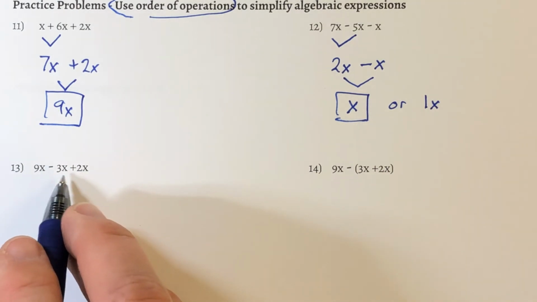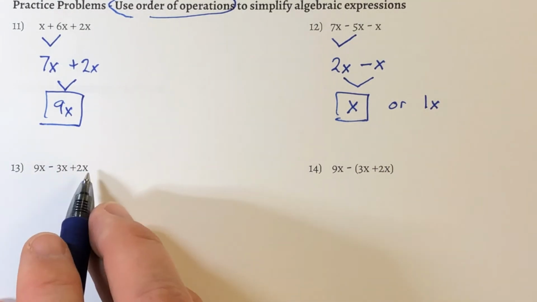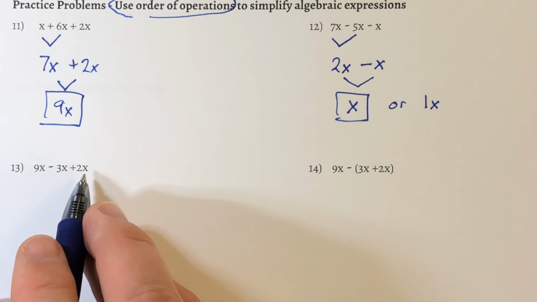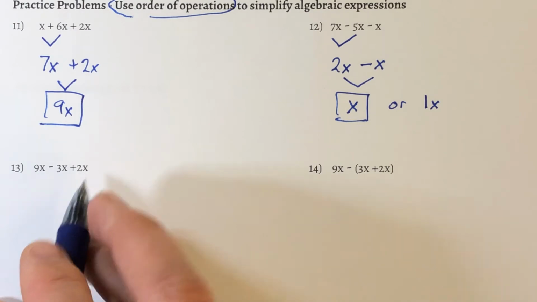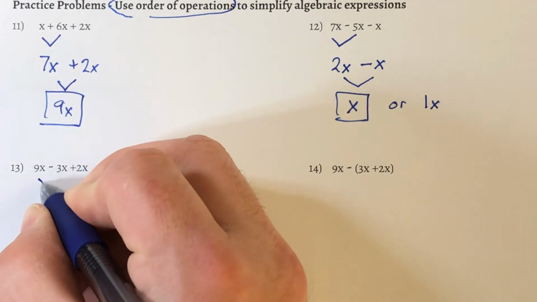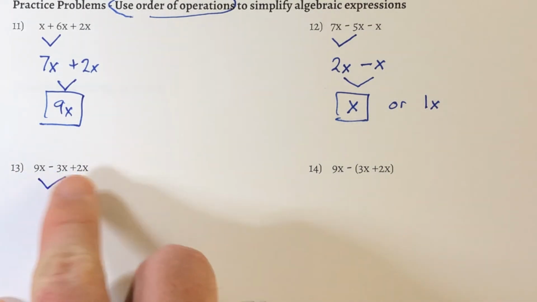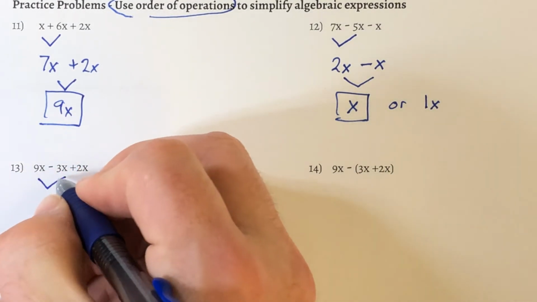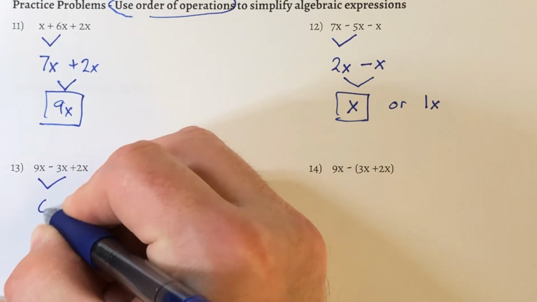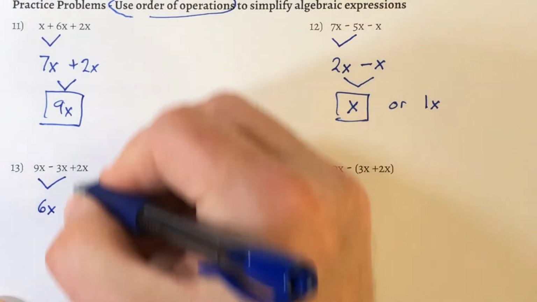9x minus 3x plus 2x. Is there parentheses? No. Exponents? No. Multiplication or division? No. Addition or subtraction? Yes. We work addition or subtraction left to right, first come, first serve. So 9x, take away 3x. So you will subtract before you add. 9x, take away 3x is simply 6x. Bring down your plus 2x.